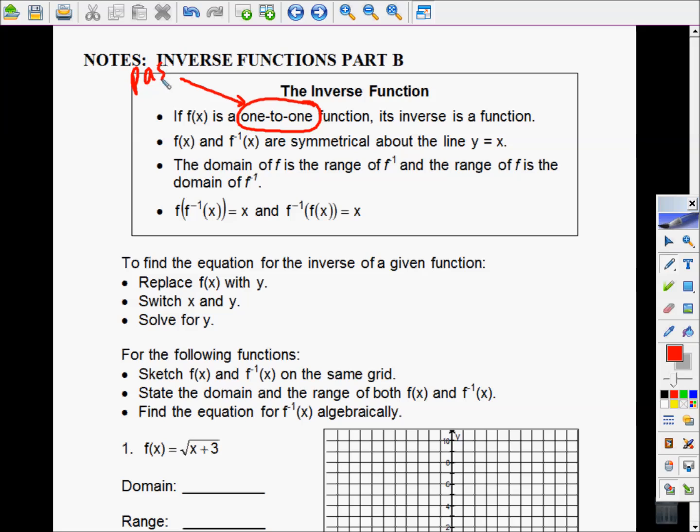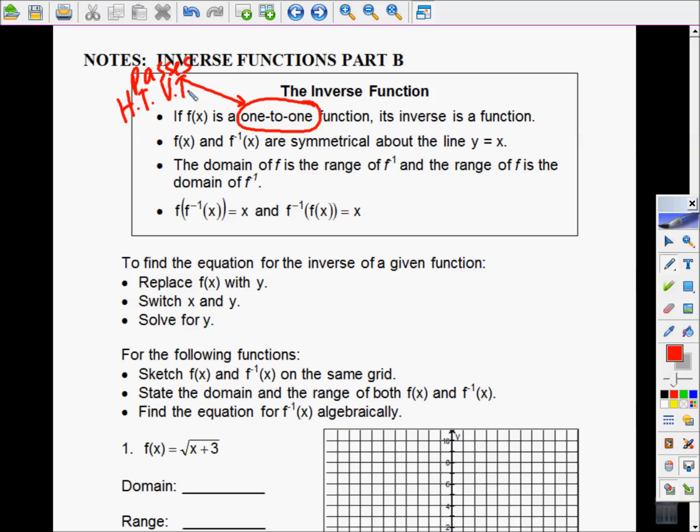It passes HT and VT. Is that okay if I write that and you all know what that means? Alright, so horizontal and vertical line test. And if the original function does that, then we know that its inverse is a function automatically without graphing it.